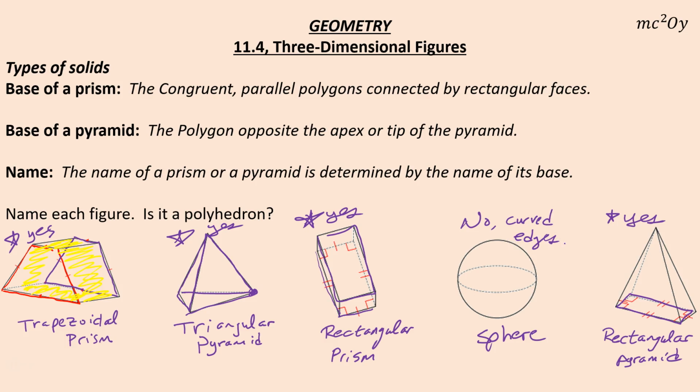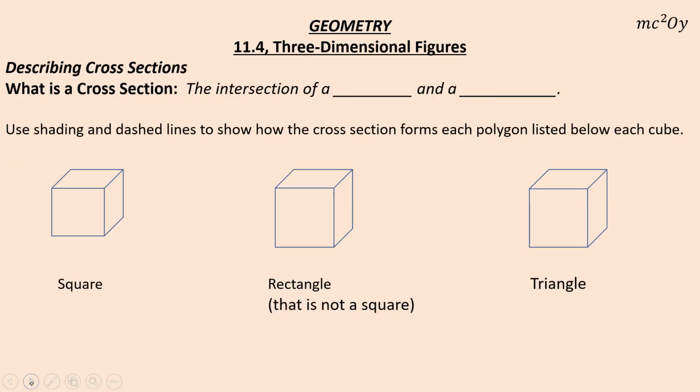All right. Let's go ahead and move on. We'll talk about cross sections. All right. The intersection of a plane and a prism is called a cross section. Okay, and really what that means is you have a plane like a flat surface cutting through something. So use shading and dashed lines to show how the cross section forms each polygon listed below each cube.